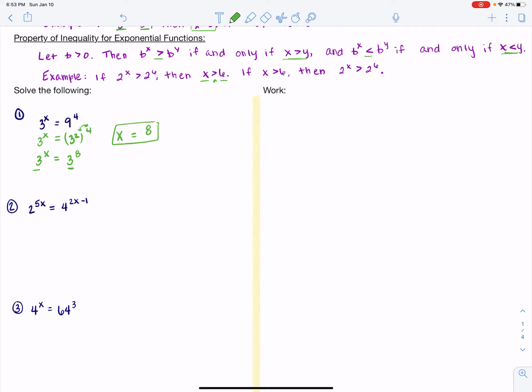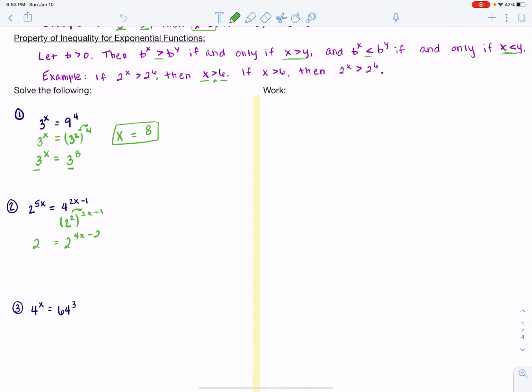The next one says 2 to the 5x power equals 4 to the 2x minus 1. So first I need them to have the same base. I can turn 4 into 2 squared because I know that 4 is the same as 2 squared. And then keep your 2x minus 1. Okay, now I have an inside exponent and an outside exponent. So I need to multiply them, but I have a binomial on the outside, 2 parts, so I'm going to distribute it. So 2 times 2x, so I have base of 2. 2 times 2x is 4x. 2 times negative 1 is minus 2. So you distribute that 2 when you multiply it across.